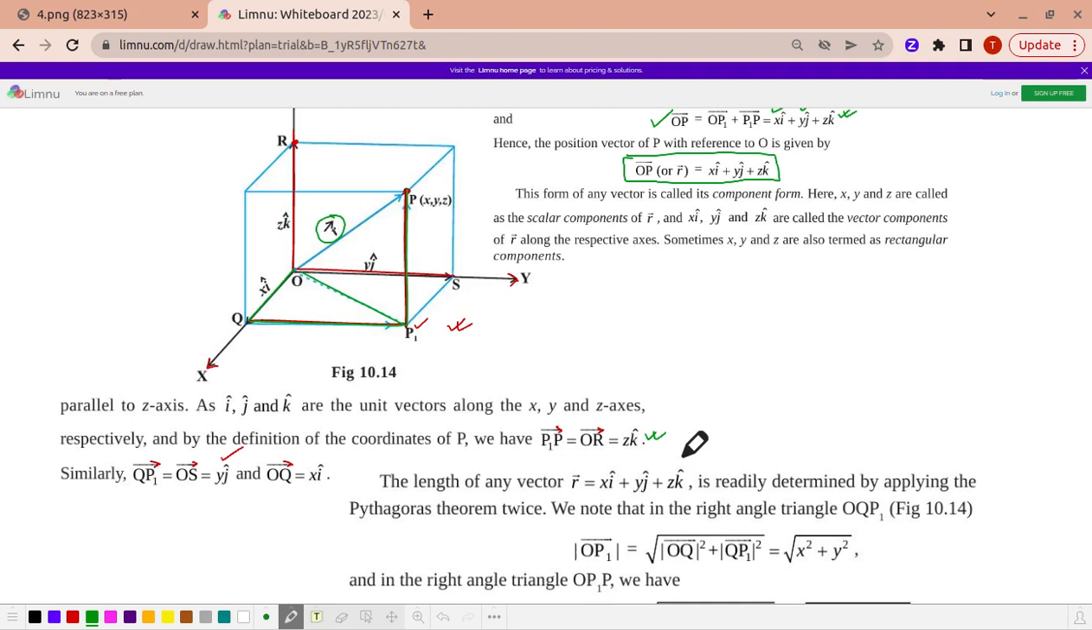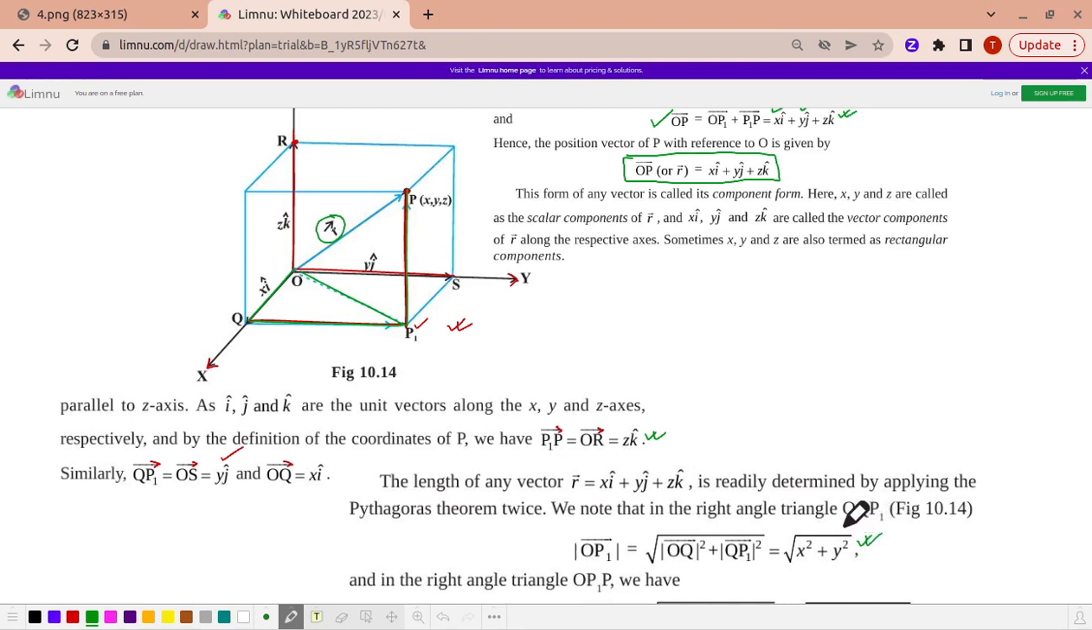Now the magnitude of this vector OP, how we can derive this, is that first we derive the magnitude of the vector OP1. OP1 is equal to the square root of OQ square plus QP1 square, from the Pythagoras theorem, and that we get as the square root of x square plus y square. I hope it is clear.